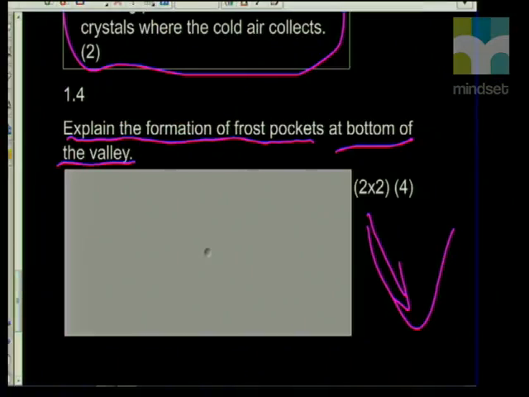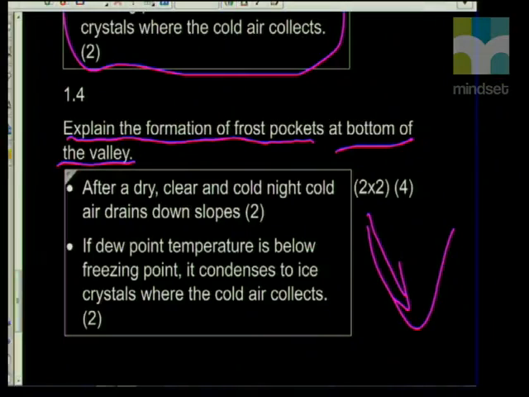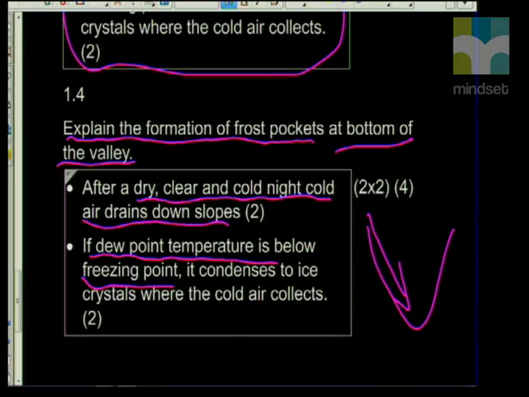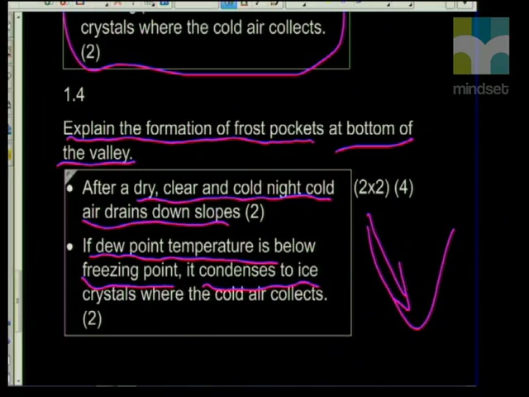So let's look at the answer. After a dry, clear, cold night, the air drains down the slope, katabatic flow. If the dew point temperature is below freezing point, obviously the temperature will have to drop below freezing point, then it's going to condense or sublimate towards forming ice crystals, right? And that's how you get your frost.